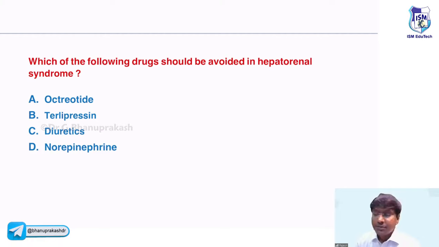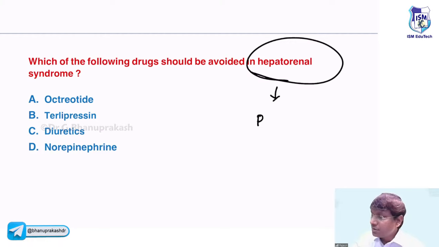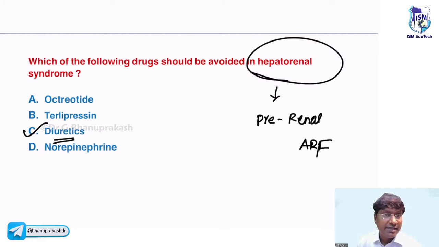Okay, so whenever there is hepatorenal syndrome, please remember, these patients will land up in what is called pre-renal type of acute renal failure. So whenever they develop pre-renal type of acute renal failure, the drug that should be avoided in patients with hepatorenal syndrome is the diuretics. But the drug which can be given for the treatment of hepatorenal syndrome is terlipressin.